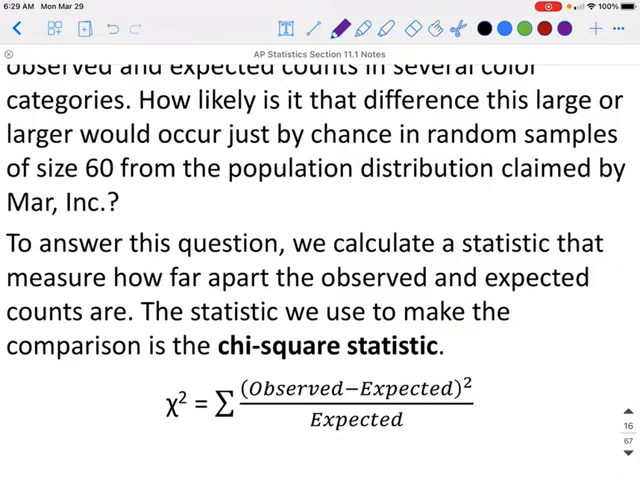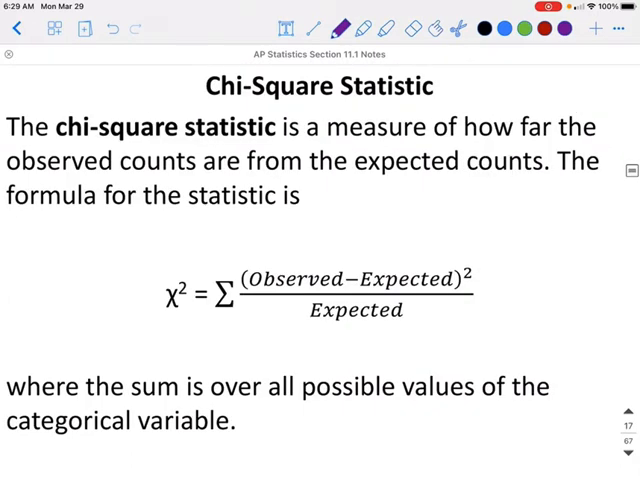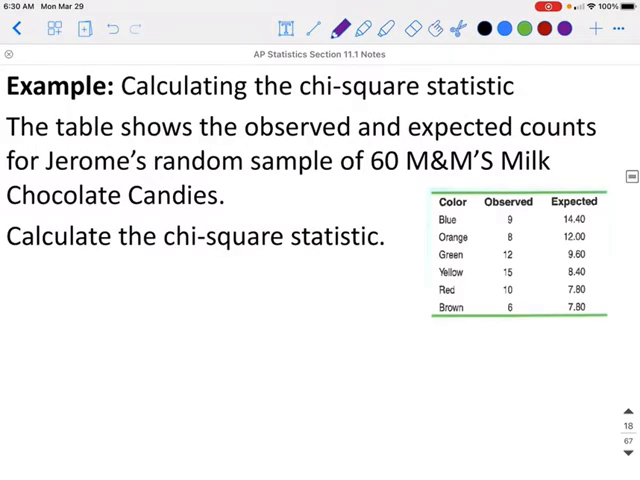To do this, you're going to take your observed data minus the expected. We're going to square that. We'll divide it by the expected value, and we'll add all of those together for every color in the bag, and that will give us our chi-square. So the chi-square statistic is a measure of how far the observed counts are from the expected counts, and the formula is stated below, where the sum is over all possible values of the categorical variable.